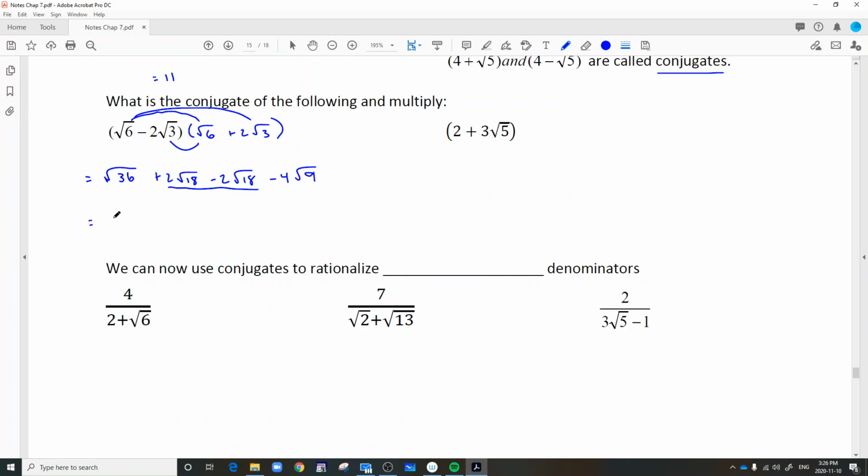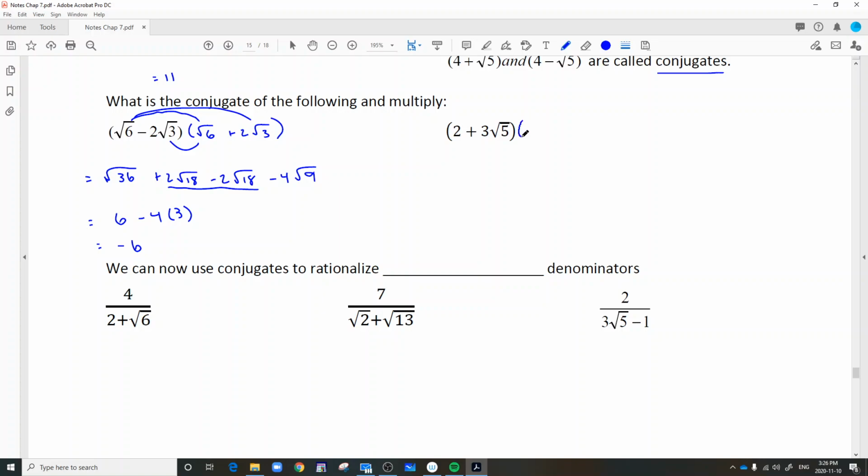The moral of the story is you're going to end up with perfect squares as your first and your last, and that middle terms are going to go away. So you're going to have 6 minus 12, which is negative 6. So try this one. So pause the video, find the conjugate, and multiply through.